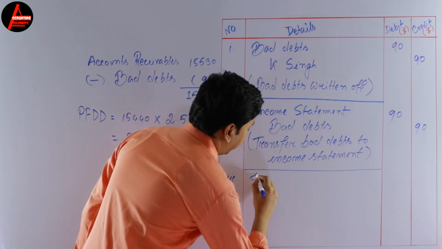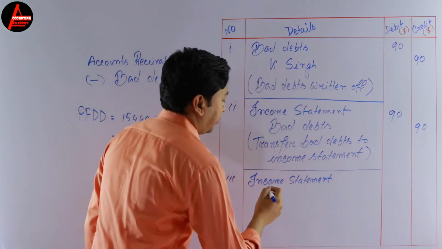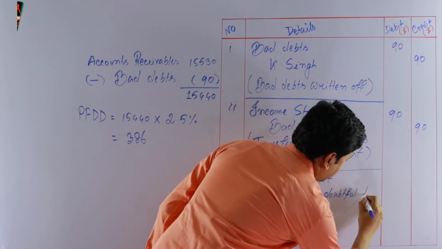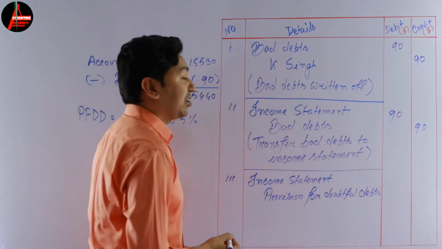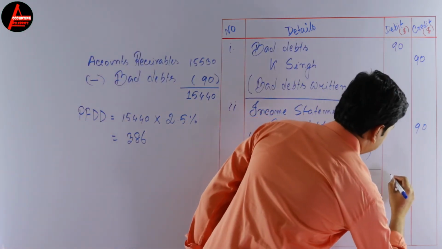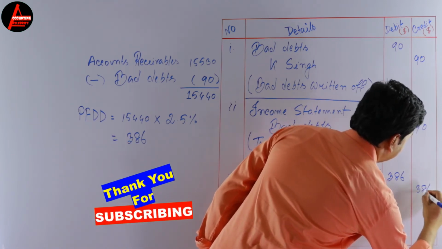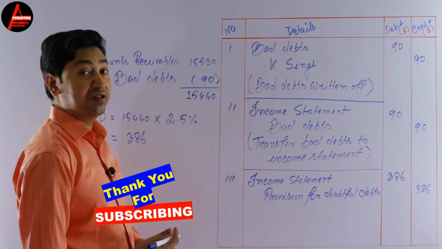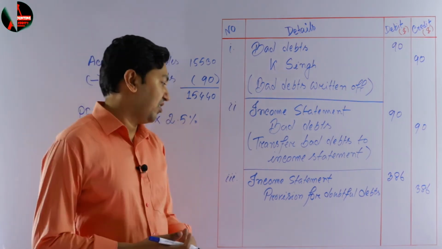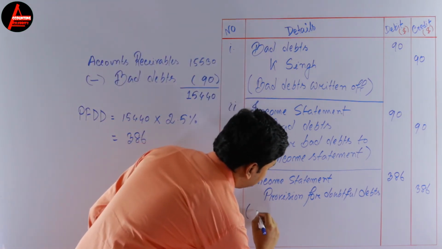So income statement to be debited and provision for doubtful debts to be credited. Okay, so what is this? This is $386. So let us write here 386 and credit is 386. Okay, so we wrote this journal here. Now we need to write a short narrative here. Okay, so what to write? We can write provision for doubtful debts is created.